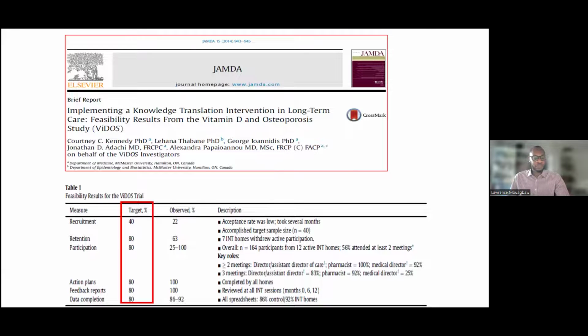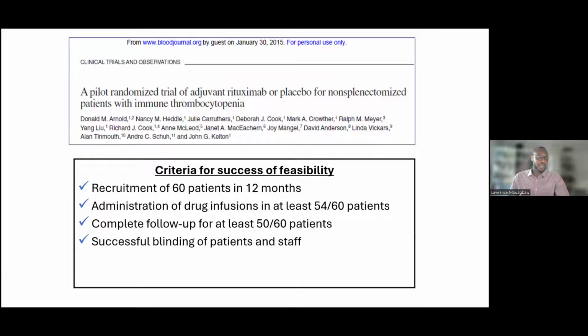Here is another example of a pilot trial on rituximab or placebo for non-splenectomized patients with immune thrombocytopenia. Their criteria for success of feasibility was recruitment of 60 patients in 12 months, administration of drug infusions in at least 54 of 60 patients, complete follow-up for at least 50 of 60 patients, and successful blinding of patients and staff, right? So these are the things which they thought were very important to ensure that a larger trial is feasible.